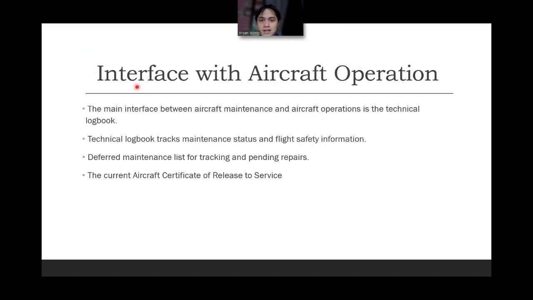Next, interface with aircraft operation. The main interface between aircraft maintenance and aircraft operation is the technical logbook. The technical logbook tracks maintenance status and flight safety information. It also holds the deferred maintenance list for tracking pending repairs. This is the function of the logbook. The logbook contains the current aircraft Certificate of Release to Service.